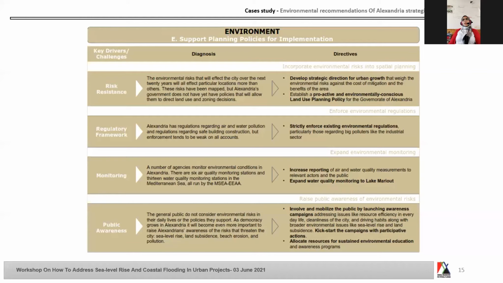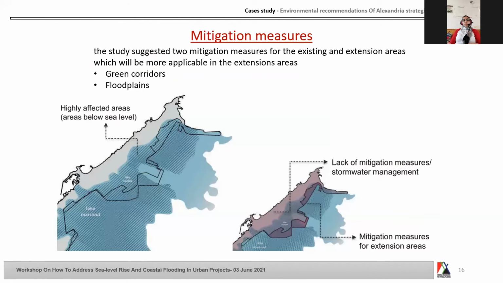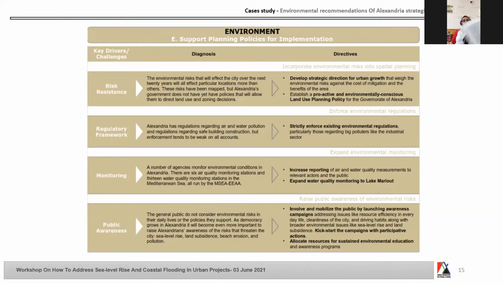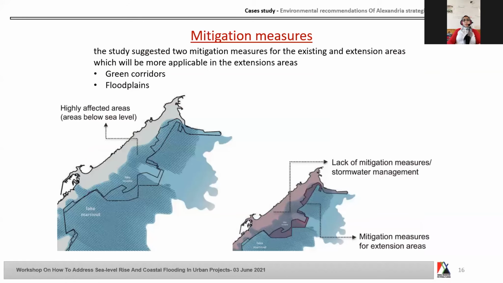This will be by incorporating environmental risks into spatial planning, enforcing environmental regulation, expanding environmental monitoring, and raising public awareness of environmental risks. In the next two slides, I will focus on two of the mitigation measures in detail. The studies suggested two mitigation measures for the existing and the extension areas, which will be more applicable in the extension areas.